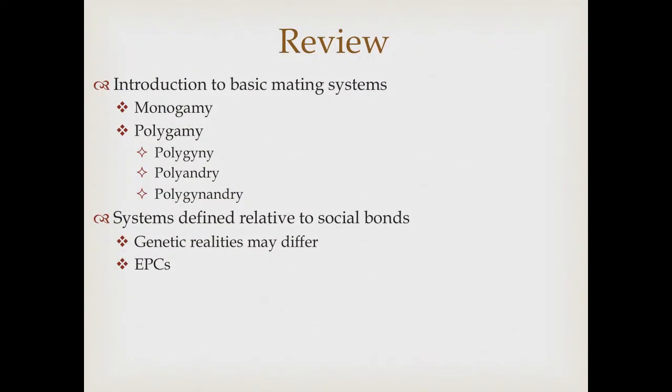Then we talked about the basic mating systems. What I've left out here is promiscuity, where there's no pair bonds. But when there's pair bonds, we can talk about monogamy or the three types of polygamy that we talked about. And these systems, again, are defined by the social pair bonds. But individuals can mate outside of these pair bonds, and so the genetic realities may differ from what appears to be happening socially. And this is through what we call extra-pair copulations.